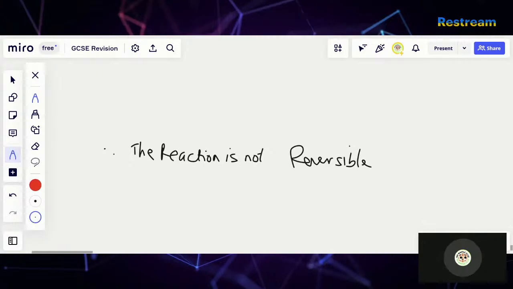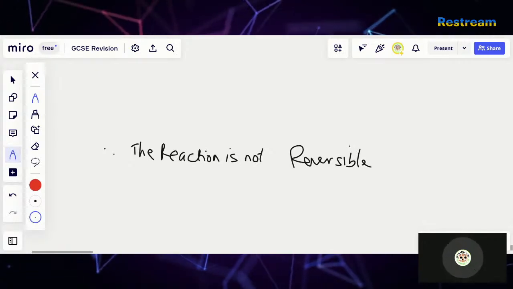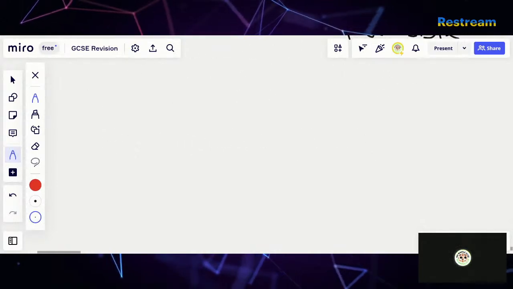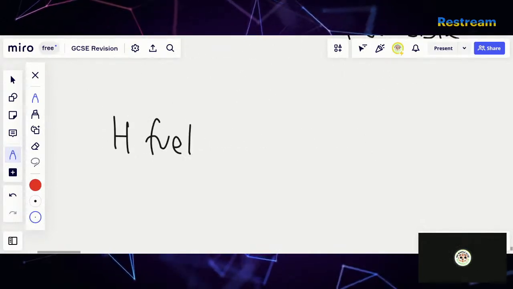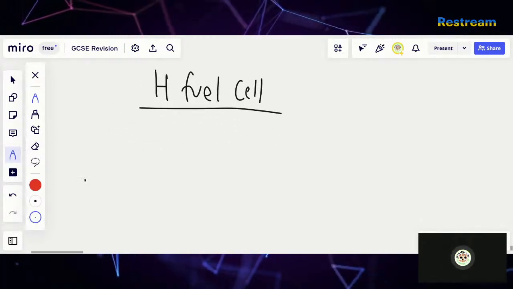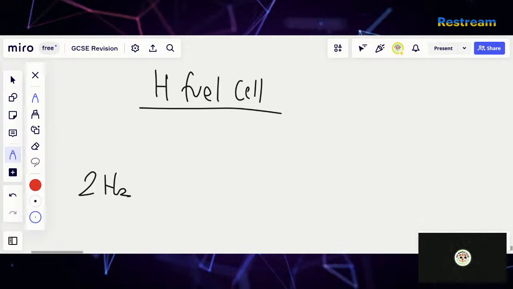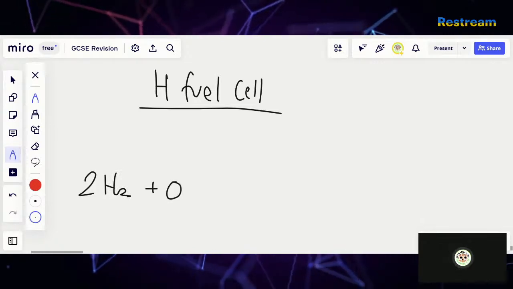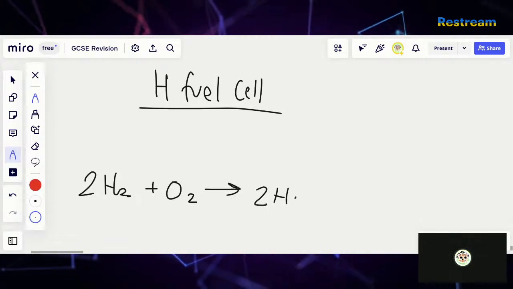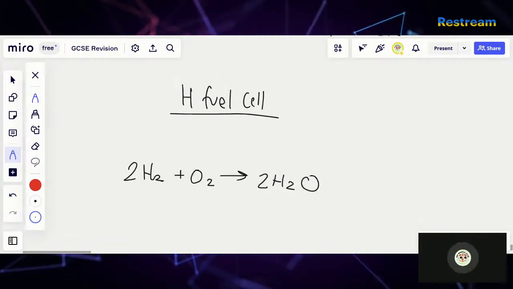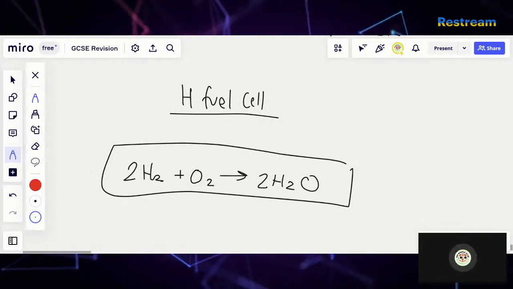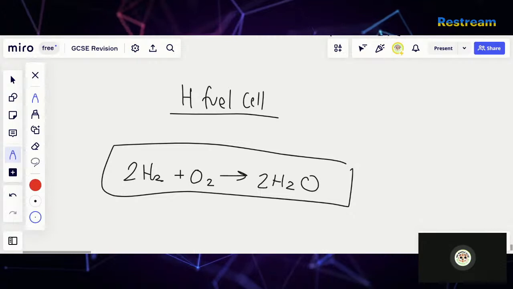Complete the balanced equation for the overall reaction within a hydrogen fuel cell. So let's look at a hydrogen fuel cell reaction. The overall reaction is 2 hydrogen plus oxygen creates water. So this is the reaction within a hydrogen fuel cell. You have the hydrogen, you have the oxygen, and then you have the water.